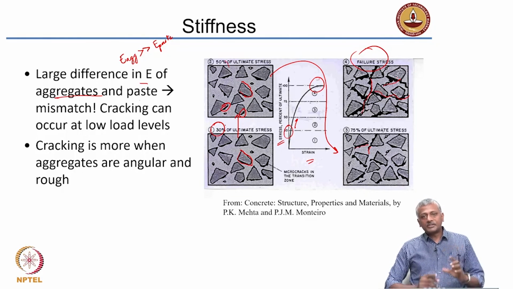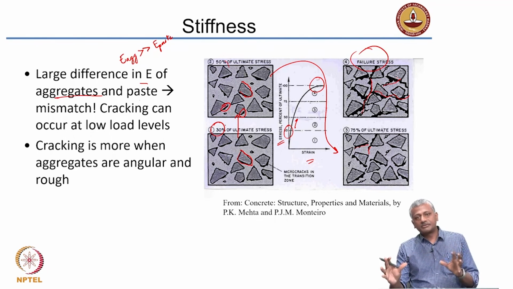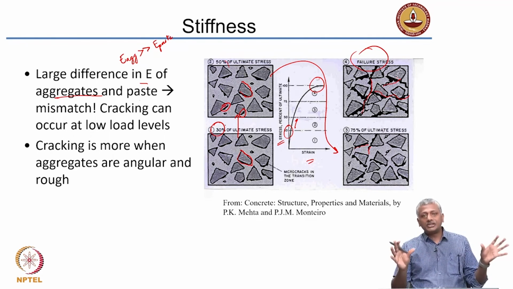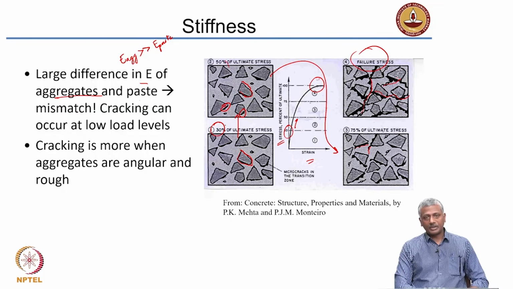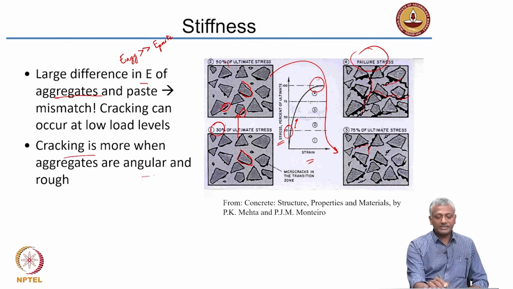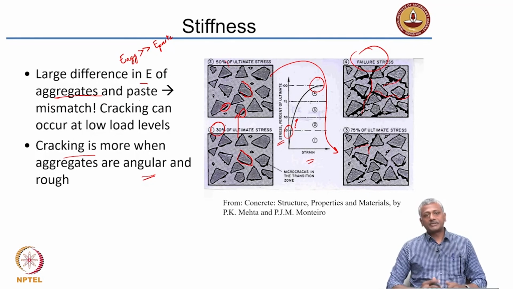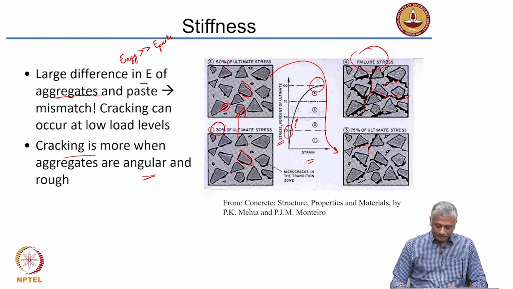So, the more mismatch between the modulus of the paste and the aggregate, the greater the initial cracking that you get. The lesser the mismatch, the lesser will be the initial cracking. So, this will affect the overall load carrying capacity of the concrete itself. And cracking is generally more when the aggregates are angular and rough. Because then any movement of the paste also will be restricted by the bond between the paste and the aggregate. So, when the aggregates are angular and rough, the cracking is going to be more as compared to rounded aggregate.